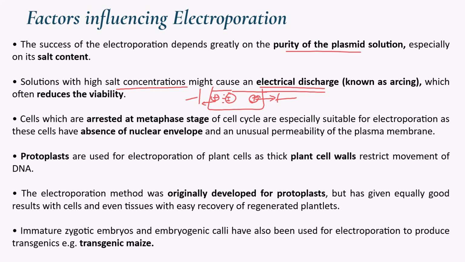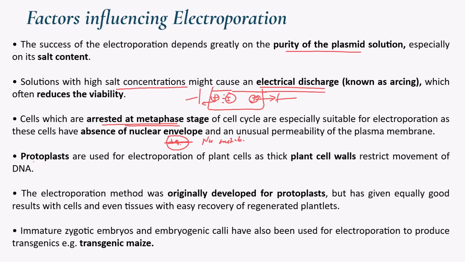Then cells that are arrested at metaphase stage are more suitable for the electroporation method. Why? Because in the metaphase stage, what we have is a cell without any nuclear envelope. There is no nuclear envelope. The genetic material is arranged in the metaphase plate, right? So the cells contain the genetic material, and the gene of interest need not penetrate the nuclear membrane. Hence, cells that are arrested in metaphase stage are best suited for electroporation.